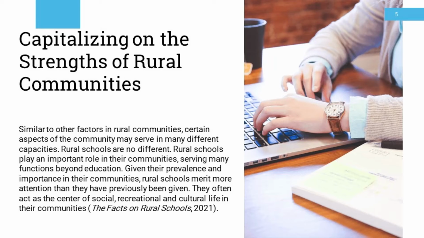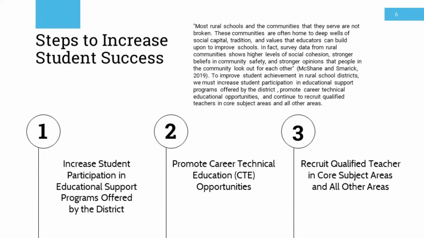The school is actually the center of social, recreational, and cultural life in the community. So there are a lot of things going on at the school besides education. It's kind of where our kids become more well-rounded, if you could say that. Now, most rural schools and the communities they serve are not broken.